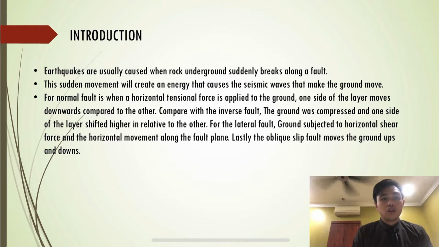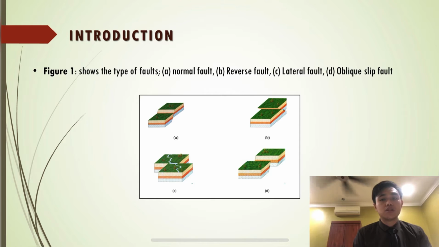So, first of all, as we know, earthquakes are usually caused when the rock underground suddenly breaks along the fault. This sudden movement will create an energy that causes the seismic wave that make the ground move. As you can see in figure 1, it shows the 4 types of fault, which is A is the normal fault, B reverse fault, C lateral fault, and D oblique slip fault.